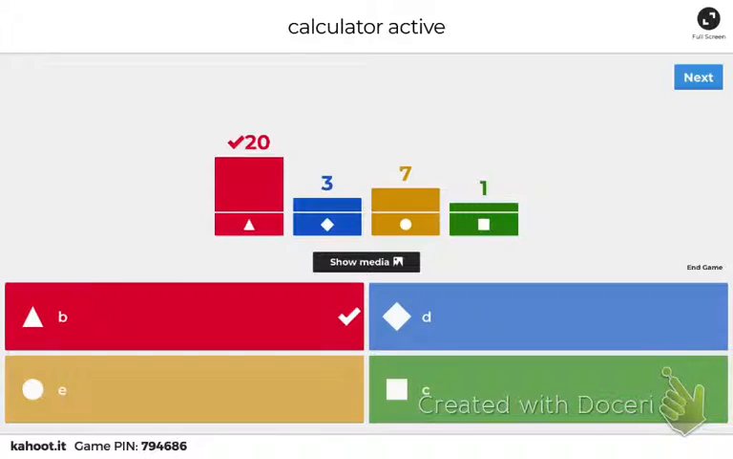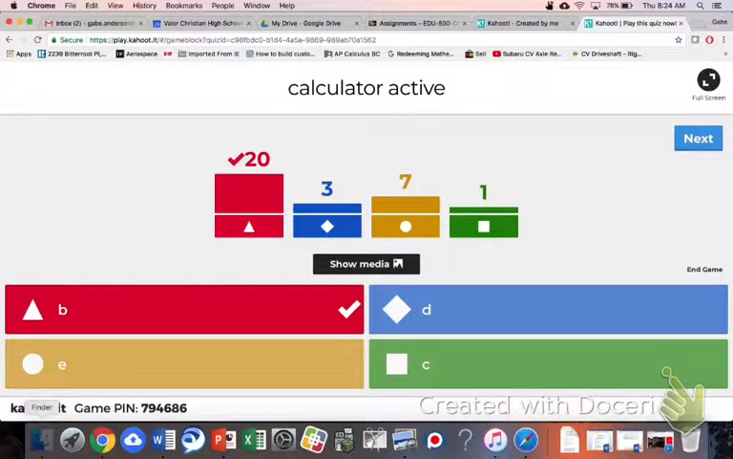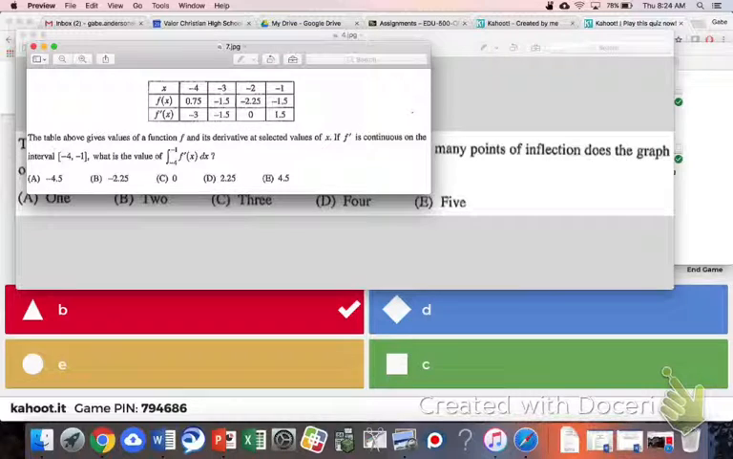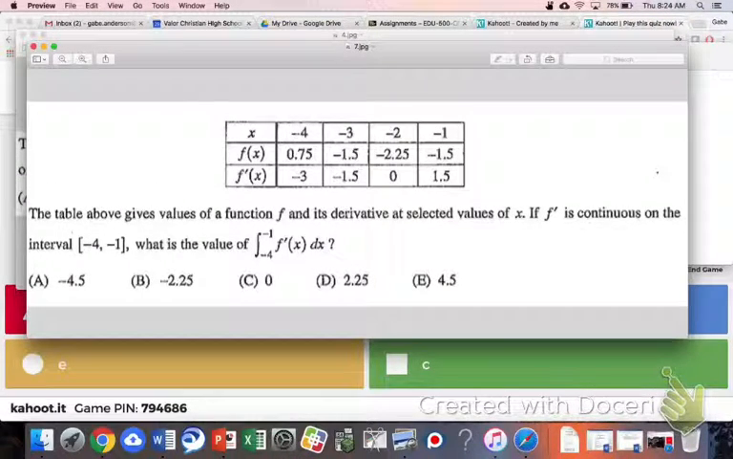Nice work. All right. Any questions on that one? Yes? Okay, let's check it out. All right, question 7. I would say question 7 is a fundamental theorem of calculus sort of question.